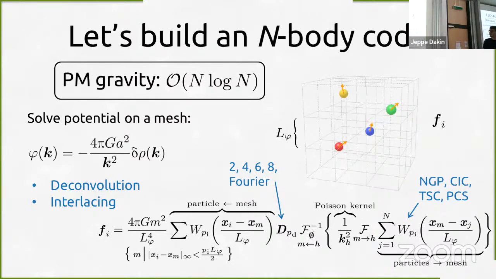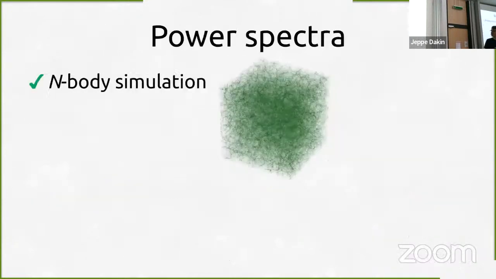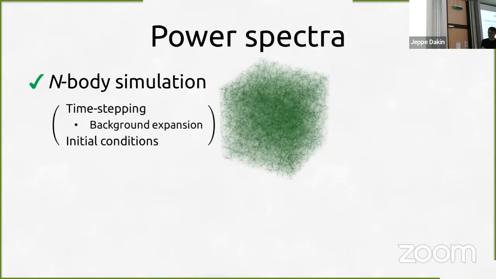But the downside is that there's now a mesh, there's a finite scale at which you can resolve gravity. So anything below that, you miss out on. So on small scales, you don't get the correct behavior anymore. Okay, but let's say that we are now happy with the gravity. So we can now do an n-body simulation.